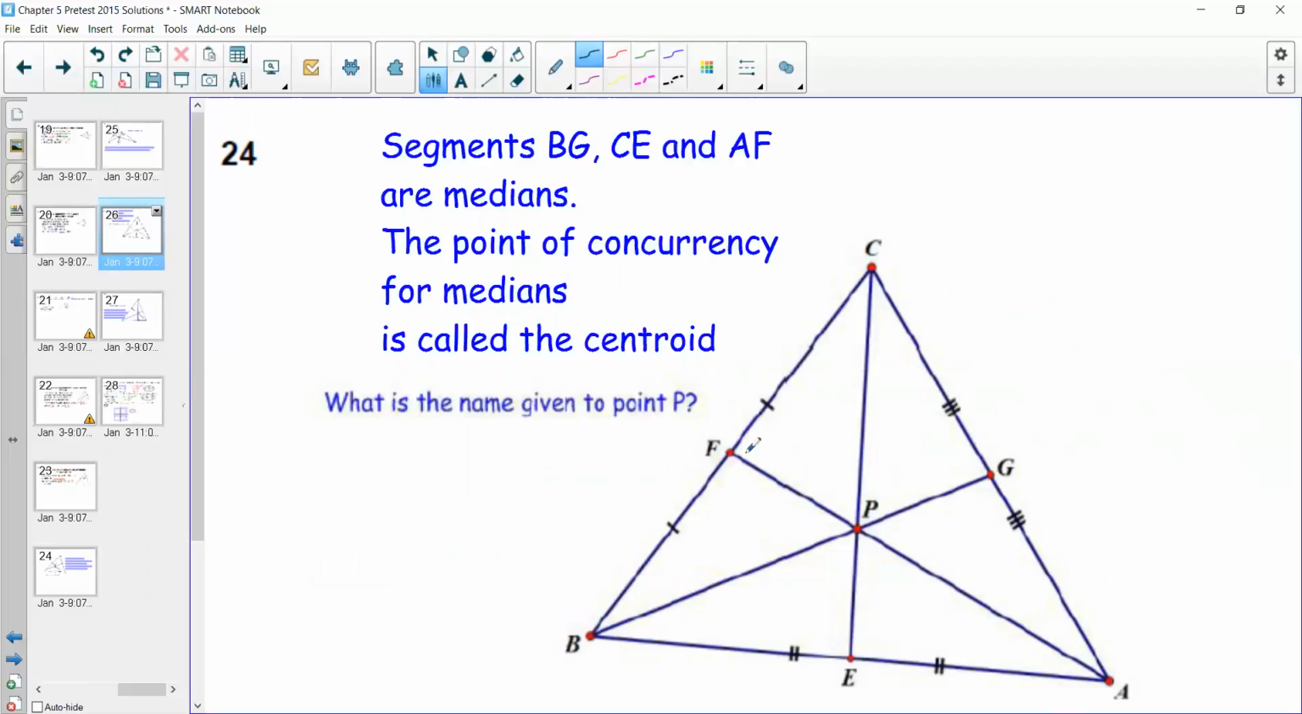Again, vocabulary, I should recognize these as medians because of congruent marks, F is a midpoint, and it goes to the vertex. That's what a median does. And so the intersection of medians is called the centroid.